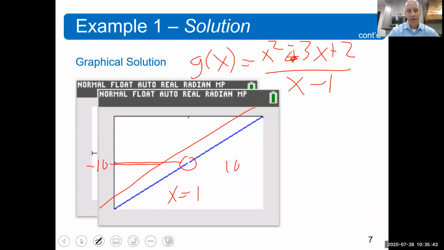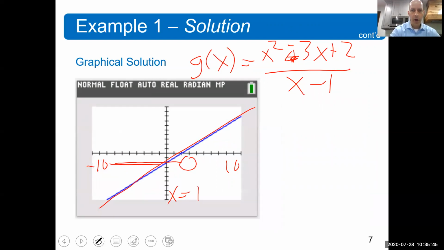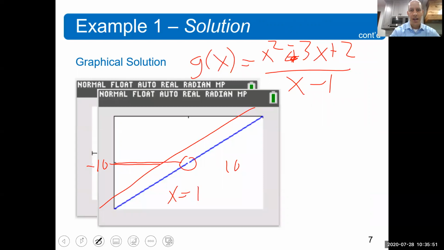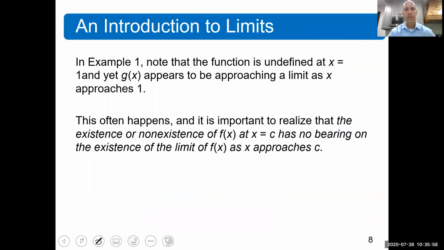I think it's -3, or I'm sorry, it's -1, right? Isn't that what we said on the last one? Yeah, it's -1. So again, you can use a graph to do that. So here again, the limit is -1.